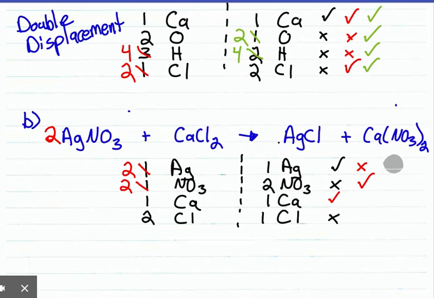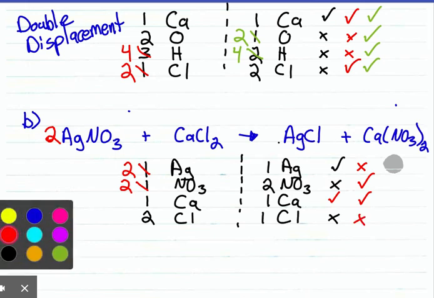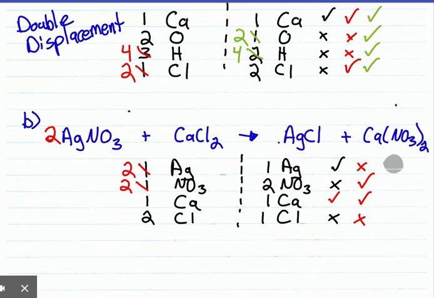Okay, my calcium is still good, and my chlorine I haven't done anything with yet, so I still have to fix this. Now that I have those 2 checked, I'm now going to fix my chlorines. I have 2 chlorines in my reactant side and only 1 in my product. So I'm going to put a 2 here in front of the silver chloride. That's going to result in 2 silvers and 2 chlorines over here in products.